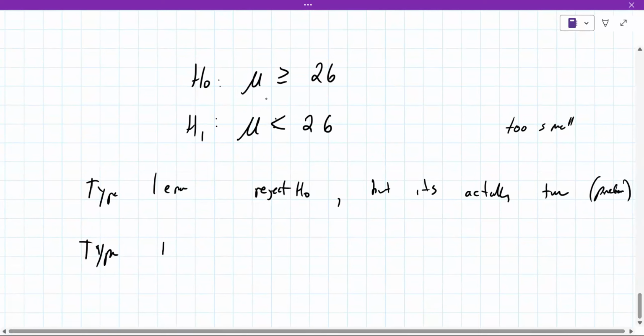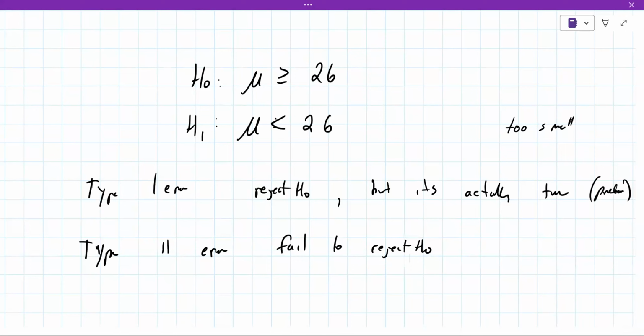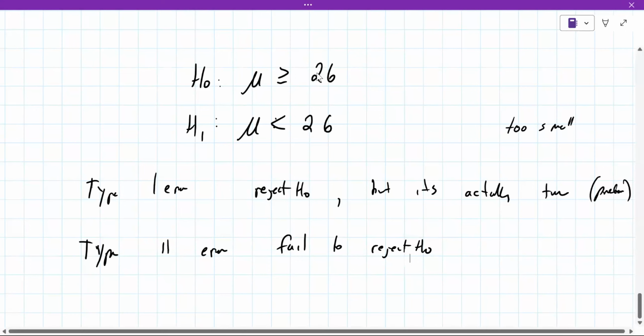Now let's talk about a type 2 error. You fail to reject H0. And I think this is the bad scenario, the prom dress. So you fail to reject this. What do you believe to be true when you fail to reject? When you fail to reject that it's bigger than 26 inches, you think your dress is bigger than 26 inches, but it's actually false. What does that mean in this scenario?